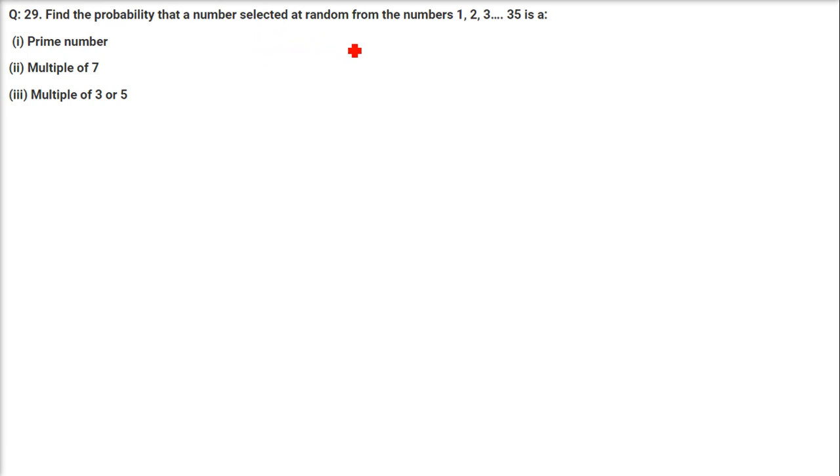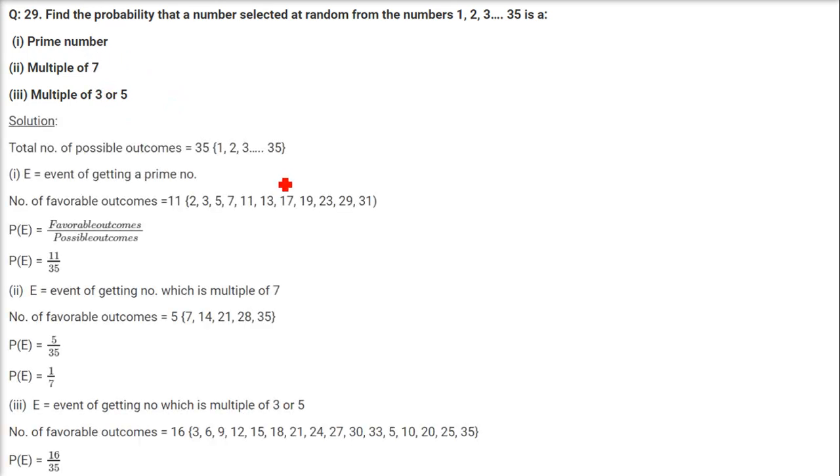Find the probability that the number selected at random from the numbers 1 to 35 is a prime number, a multiple of 7, or a multiple of 3 or 5. So let us start with prime numbers. The best way is to find out the numbers which are prime.